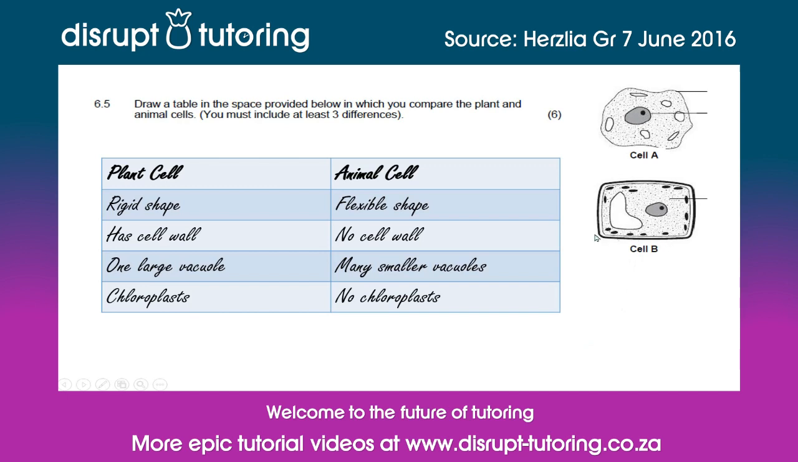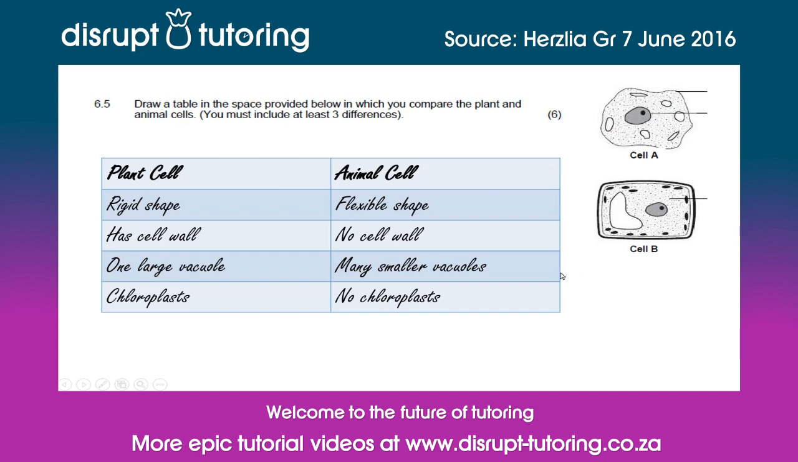Cell B, like we said earlier, is the plant cell. It's got a rigid shape because of this cell wall, which is the second difference, and the animal cell has no cell wall and therefore has a more flexible shape. Okay, a plant cell has one large vacuole in the middle, there it is, or rather inside the cell, whereas an animal cell has many smaller vacuoles throughout the cell.